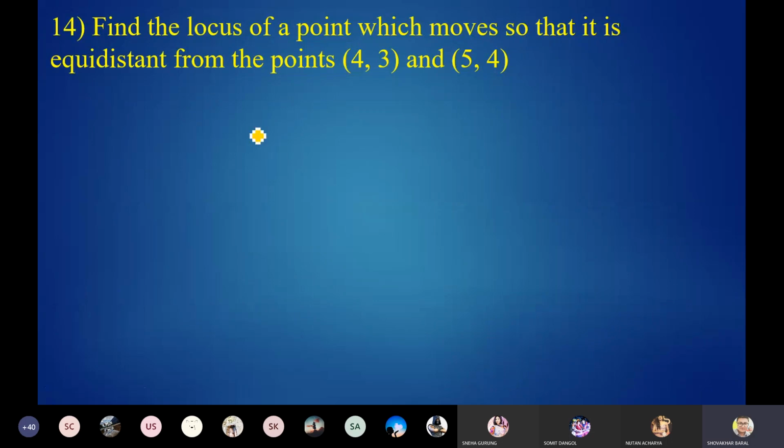Let me explain what this question is trying to say here. There are 2 points. Let us suppose this is A(4, 3), and there is another point, B(5, 4). A point is moving in such a way that its distance from A(4, 3) and B(5, 4) is always the same. Let me suppose one condition only.